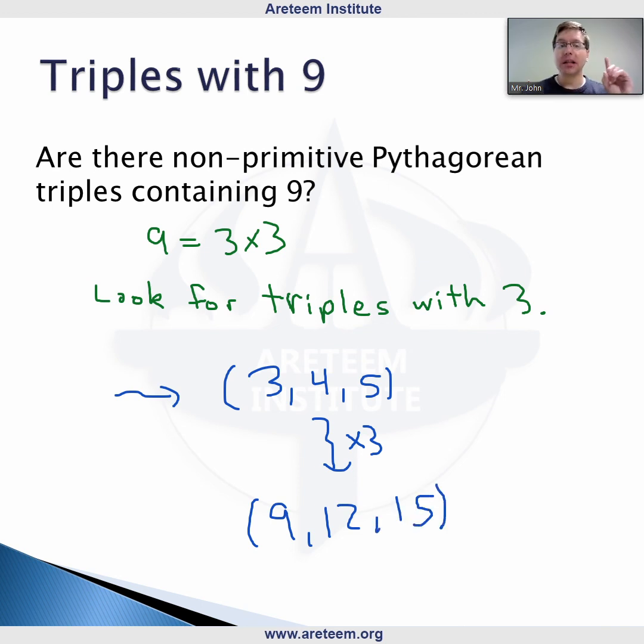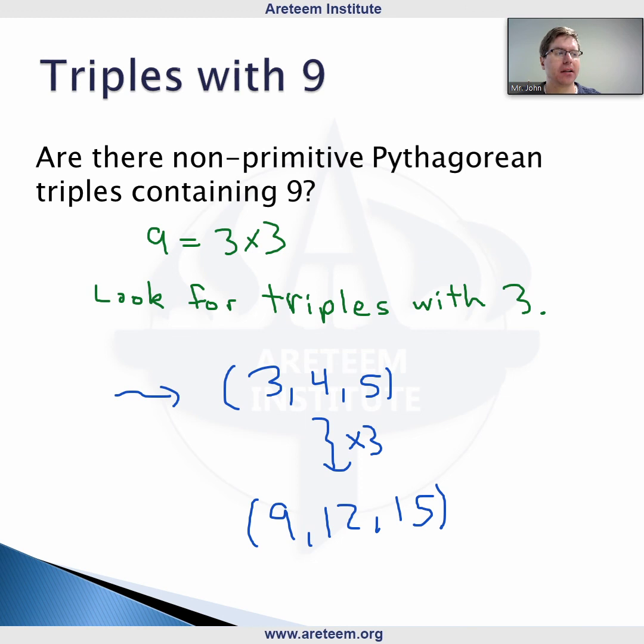I do want to quickly point out here, notice that the 9, 12, 15 did not come from our previous formula. That's why some of this stuff with primitive and non-primitive is important, because this didn't show up with our formula m squared minus n squared, 2mn, m squared plus n squared. 9, 12, 15 cannot be generated that way. You have to get it from multiplying the triple 3, 4, 5 by 3.